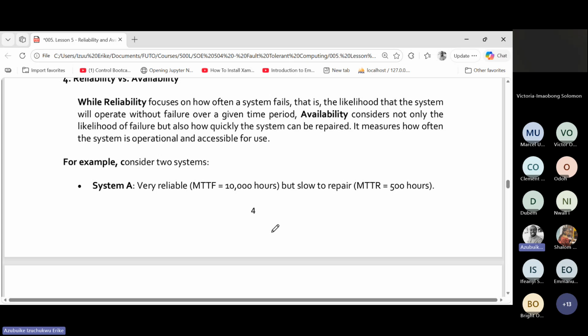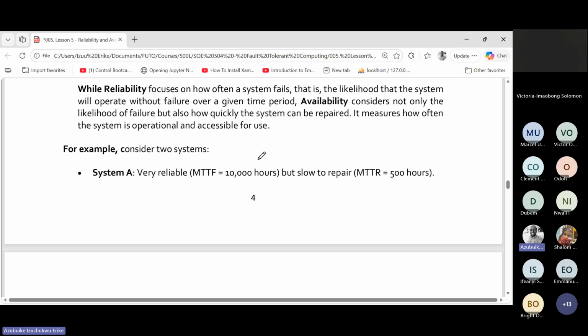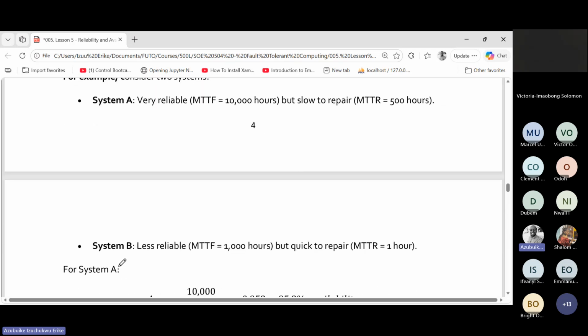Let's look at this example. A very reliable but slow system, okay, system A is very reliable. And how are we saying that it's reliable? Because it has the mean time to failure of 10,000 hours, but slow time to repair of 500 hours. Okay, so it takes time for that system to be repaired. Now you see another system B, which is less reliable. The mean time to failure is actually 1,000 hours, but it's quick to repair. That is, the mean time to repair is 1 hour.